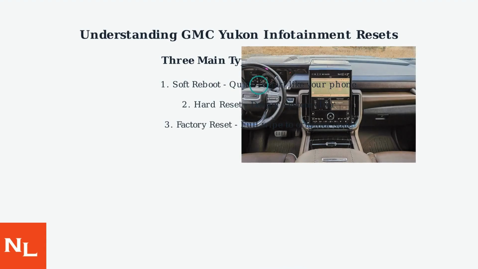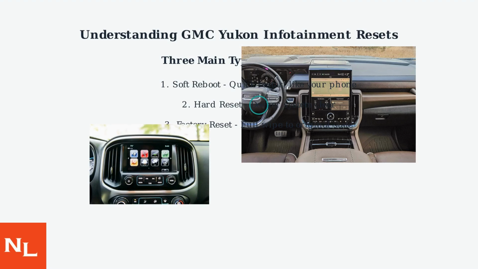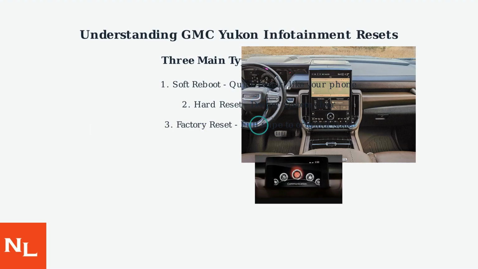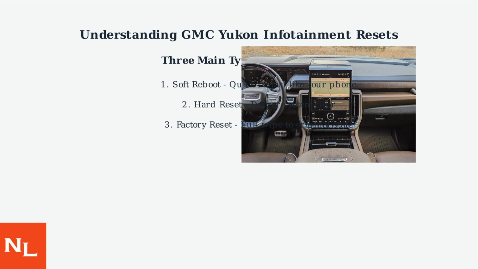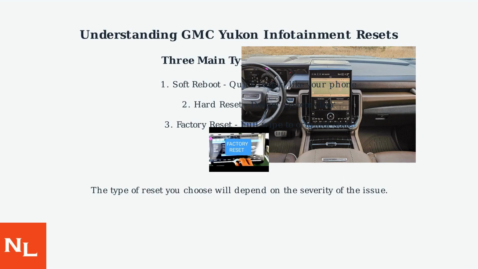A soft reboot is like restarting your phone. It's a quick restart to clear minor glitches without losing data. A hard reset involves a deeper system clear, often by disconnecting power. A factory reset wipes all user data, restoring the system to its original state. The type of reset you choose will depend on the severity of the issue.